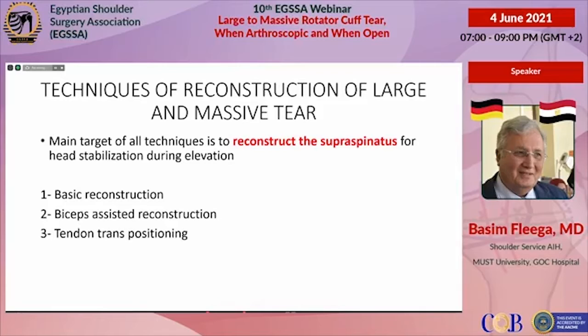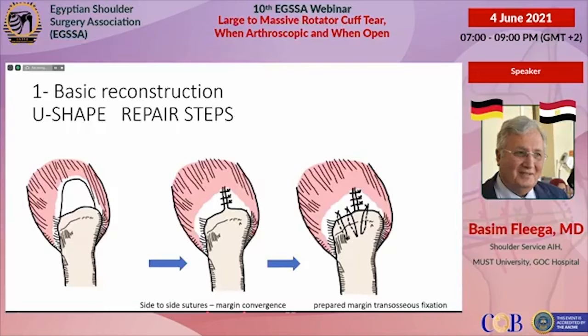The technique of reconstruction of large and massive rotator cuff tear is targeting a reconstruction of a supraspinatus for head stabilization during elevation. We divide these techniques into three types: the basic reconstruction, the bicep assisted reconstruction, and the tendon transpositioning. Basic reconstruction of a large U-shaped tear, the repair steps is a side-to-side suture to develop a margin convergence as described by Burkhardt, and then the prepared margin is transosseously fixed to the bone.